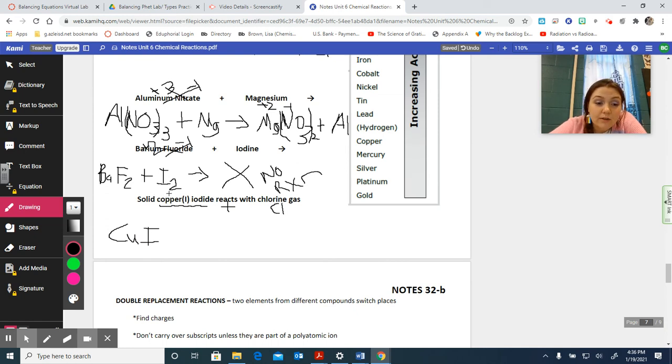So this says it's a 1. That little Roman numeral tells me that this copper is copper 1, copper plus 1. Iodide, when I look up on the periodic table, is -1. So those actually balance 1 to 1. Plus 1 minus 1 is 0. So I leave those as is. CuI. And then again, it reacts. So I put my plus sign with chlorine gas, which is just Cl. But remember, I'm writing an element by itself. This is my single replacement reaction. It's trying to kick them out.